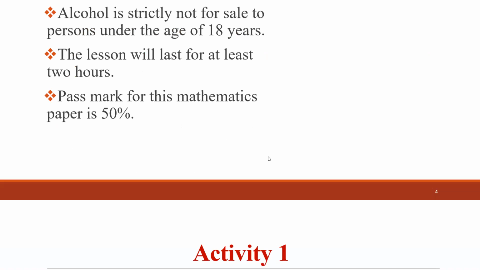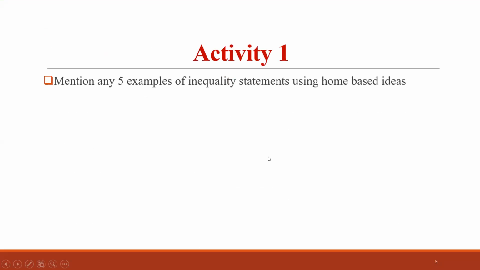So I also want you to mention at least 5 examples of inequality statements using home-based ideas. Can you hear me? Yes, we can hear. I'm saying that I want you to mention 5 examples of inequality statements in line with what we've just discussed. For example, I've told you that in Uganda we say that children less than 18 years should not take alcohol. So I want you to give me examples in line with that.